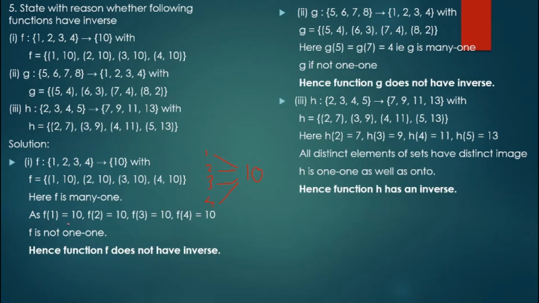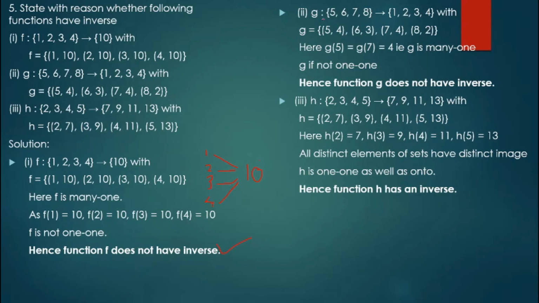So f of 1 equal to 10, f of 2 equal to 10, f of 3 equal to 10, and f of 4 equal to 10. So f is not one-one. Hence function f does not have inverse. Okay, so we have done with this.